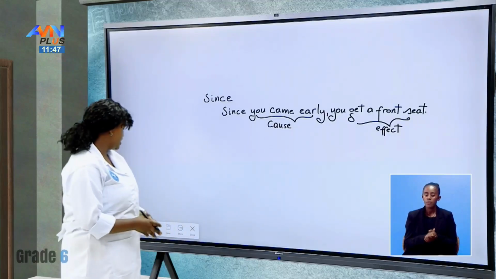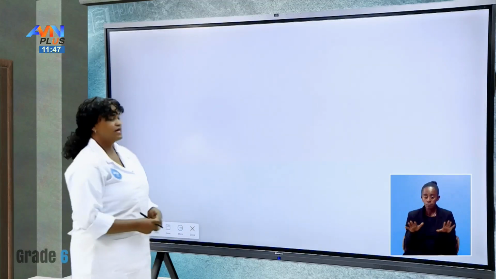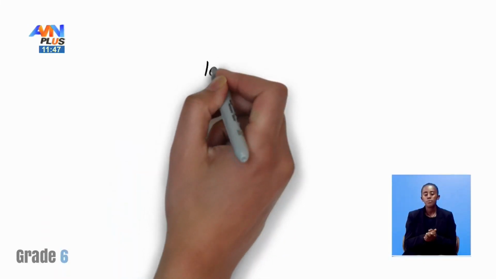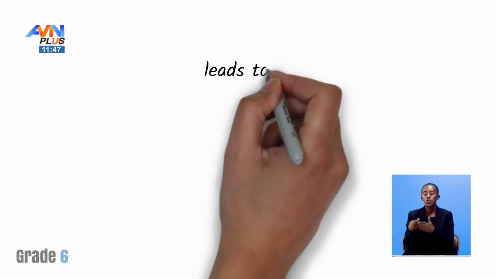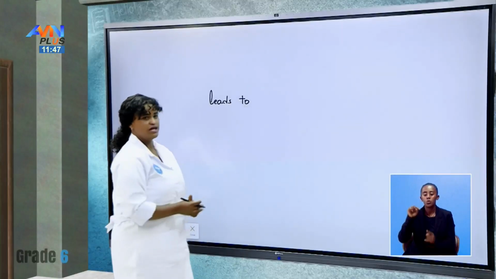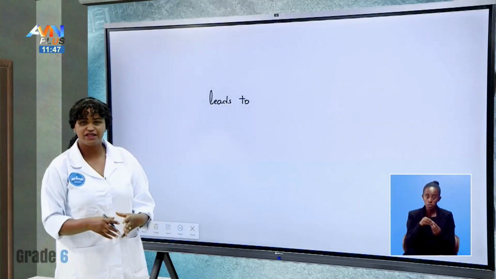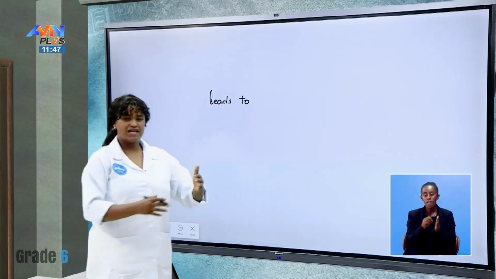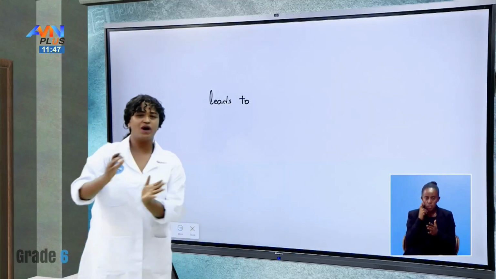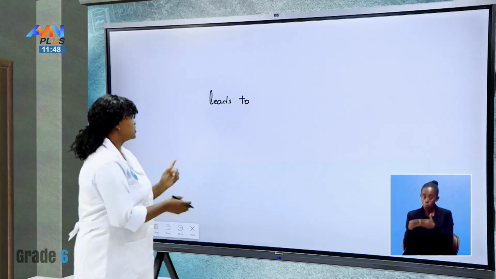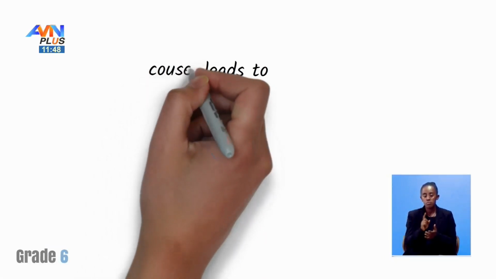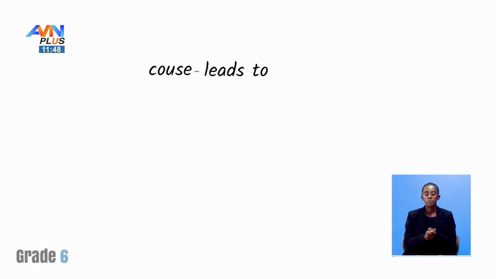And how about the other pattern that we have seen last time? Yes? Leads to. Very good. Leads to. You see? This is also one language item which can help us express cause and effect. What leads to what? The first, which comes before leads to, is what? It is the cause. And what comes after is what? The effect.